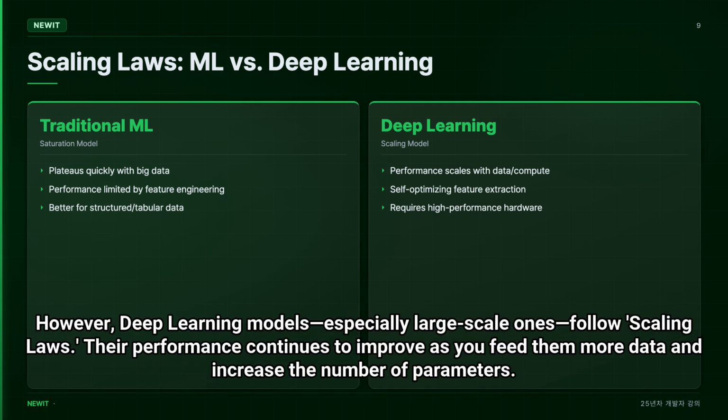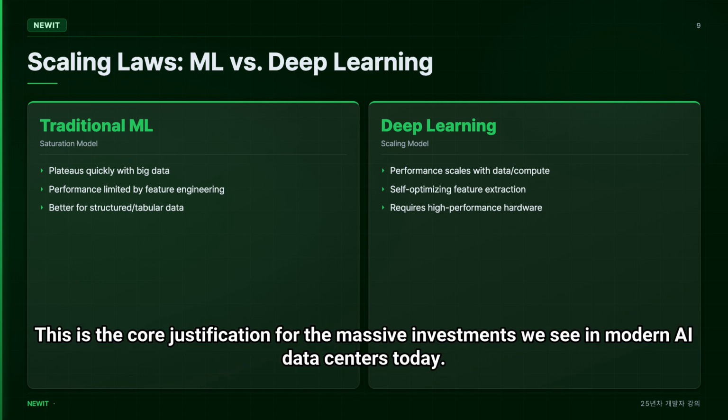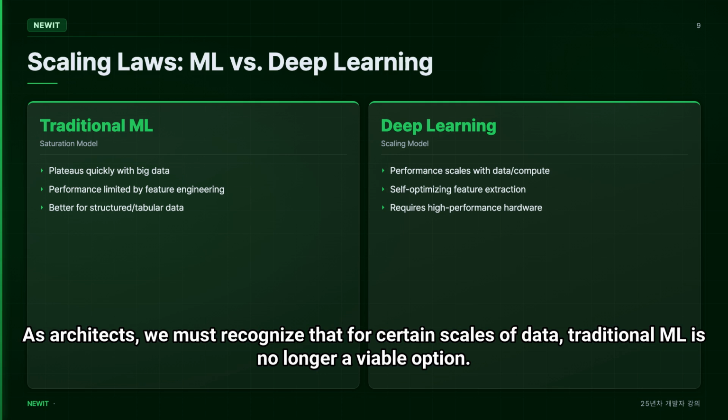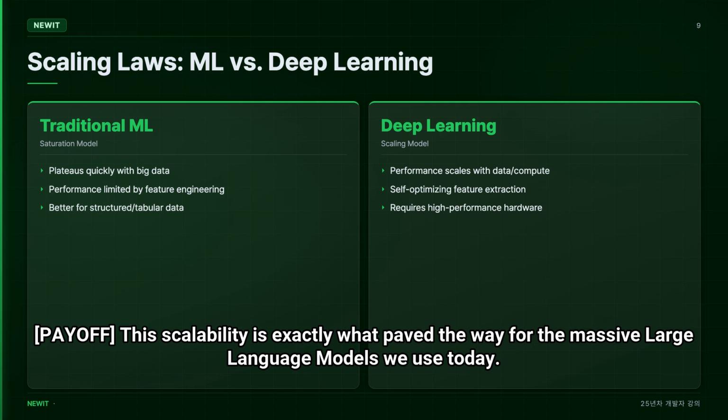However, deep learning models, especially large-scale ones, follow scaling laws. Their performance continues to improve as you feed them more data and increase the number of parameters. This is the core justification for the massive investments we see in modern AI data centers today. As architects, we must recognize that for certain scales of data, traditional ML is no longer a viable option. Payoff: this scalability is exactly what paved the way for the massive language models we use today.